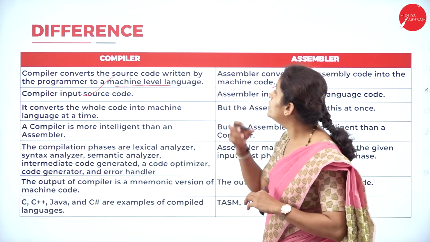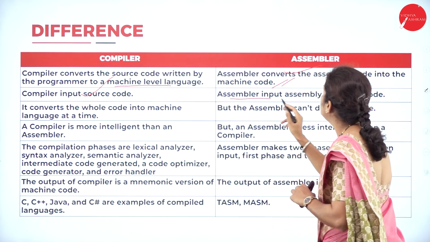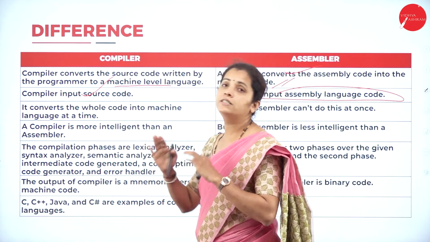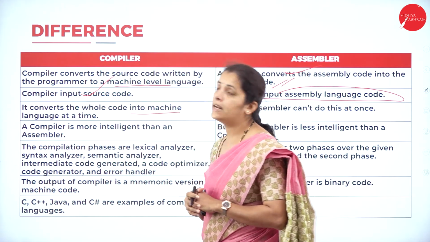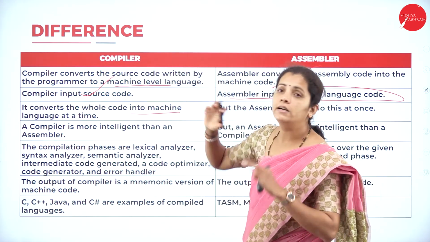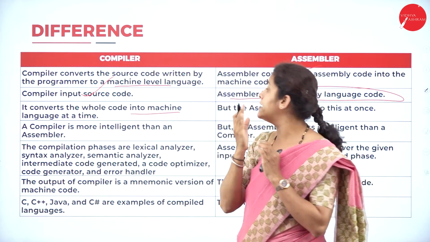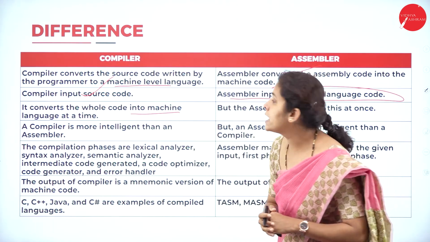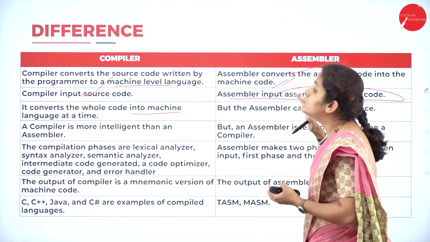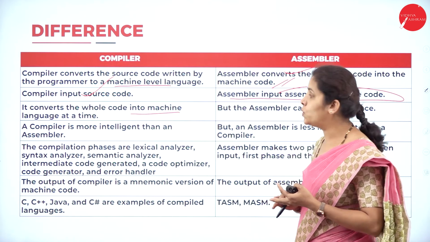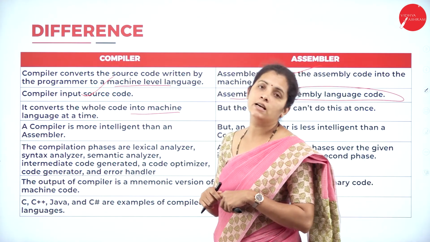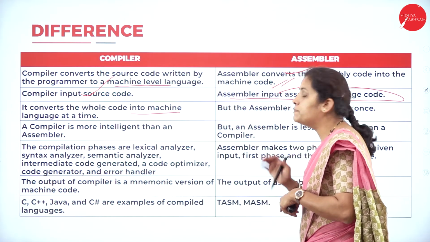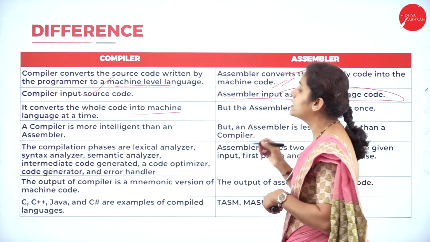That means the compiler's input is source code, whereas the assembler's input is your assembly language. The compiler translates the entire code into machine language at a time, whereas in an assembler it is not possible to convert the whole code at once. The next difference is that a compiler is more intelligent than an assembler, whereas assemblers are less intelligent than compilers.